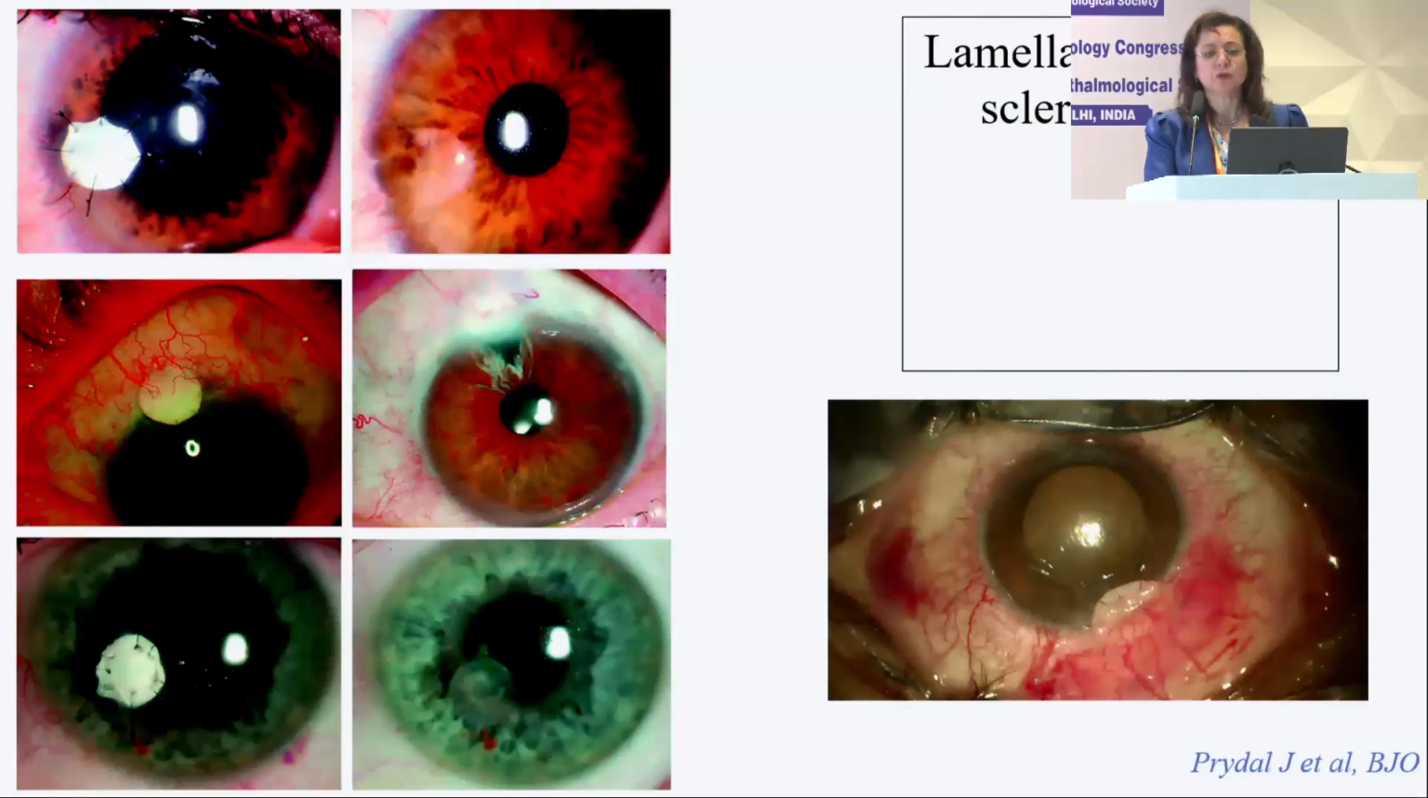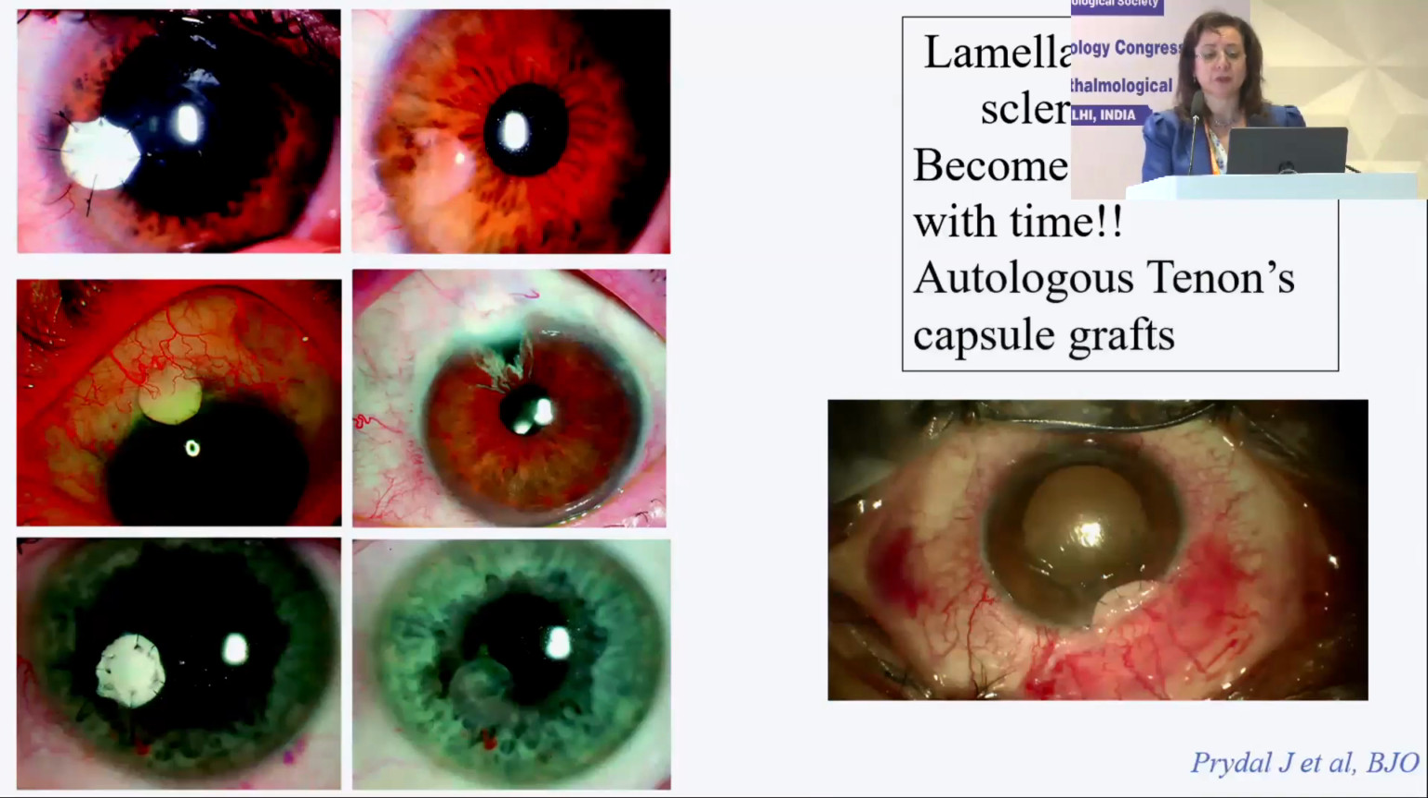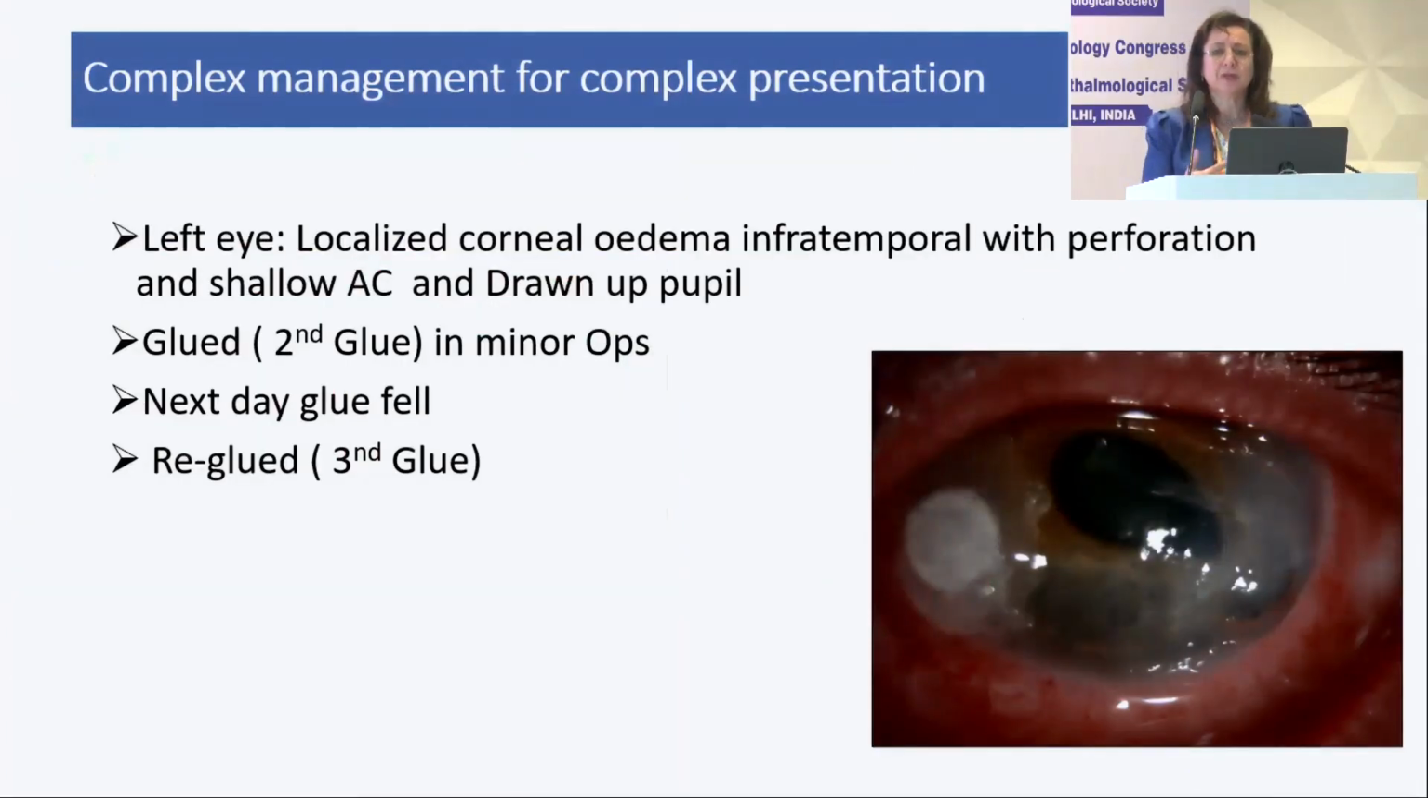You can also use autologous scleral patch, and sometimes with time that becomes transparent if you put it on the cornea. And sometimes you get these very complex patients, like this patient I would like to share with you, who presented with localized corneal edema, which is an unlikely presentation with PUK, and shallow AC and perforation. She was glued 3 times and getting perforated at different points.